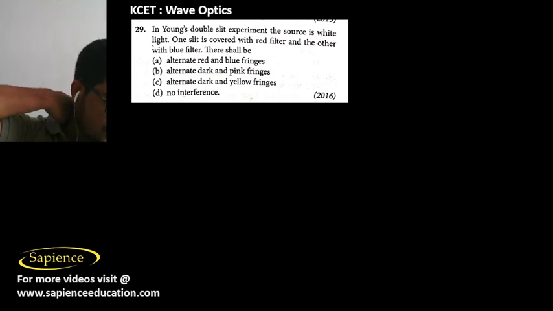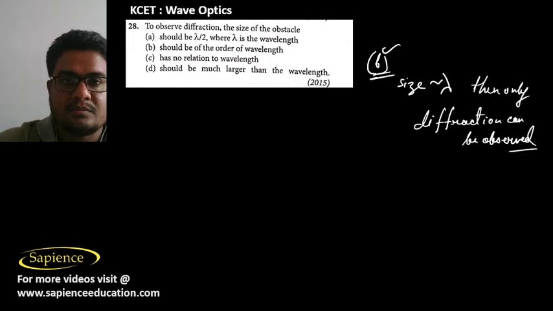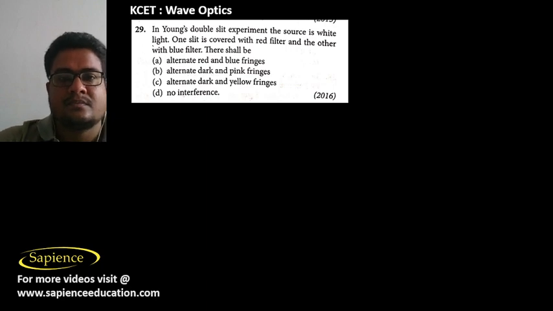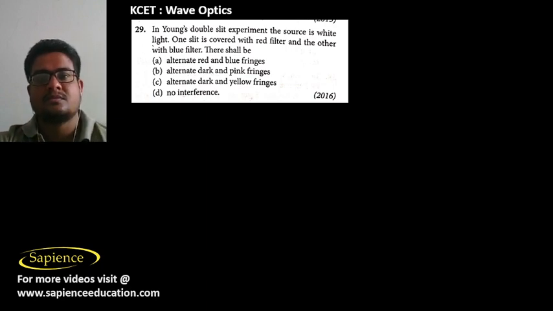In Young's double slit experiment, the source is white light.